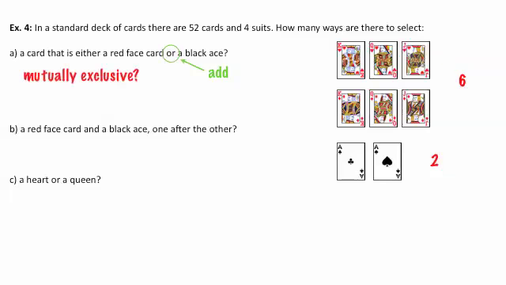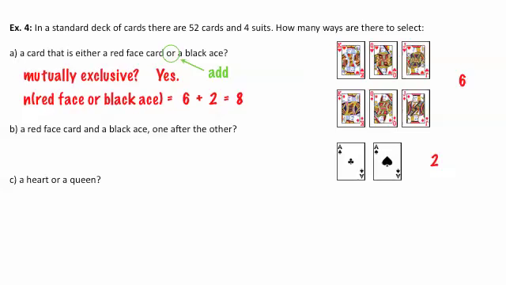Are these events mutually exclusive? Can you reach into the deck and select a card that is both a red face and a black ace at the same time? And of course the answer is no, you can't. So these events are mutually exclusive, which means that we can use the very straightforward method of the additive counting principle to say, hey, the number of ways that we can select a red face or a black ace is 6 plus 2. So there's 8 ways that we can do it.